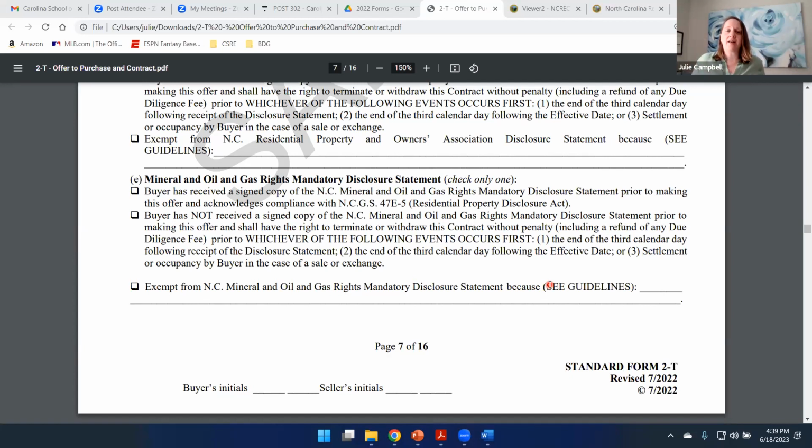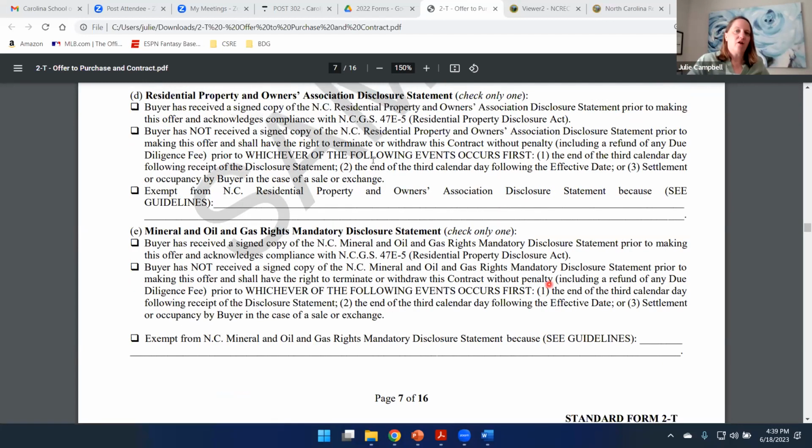Another form we're going to look at next week, it's not addressed here, but you might have an owners association disclosure addendum. That's in the event of new construction and the RPODS isn't required. So that's just information on the HOA. So if new construction, we don't have an RPODS, but we still need to disclose information about the HOA. We can use that owners association disclosure addendum. So we'll see that next week.